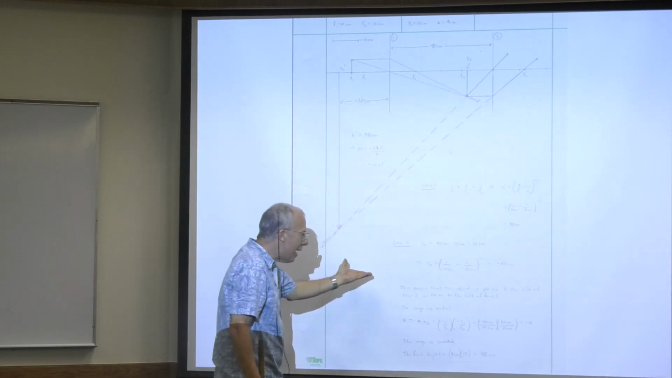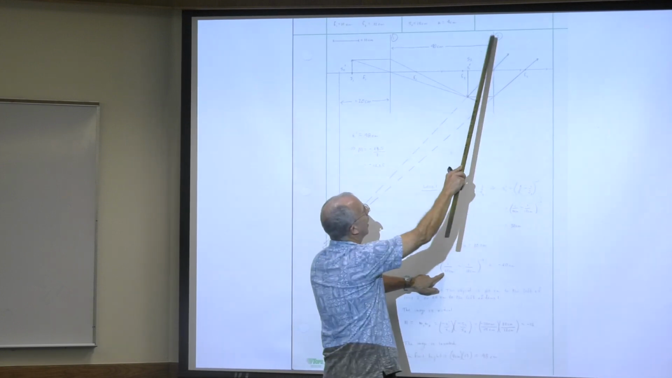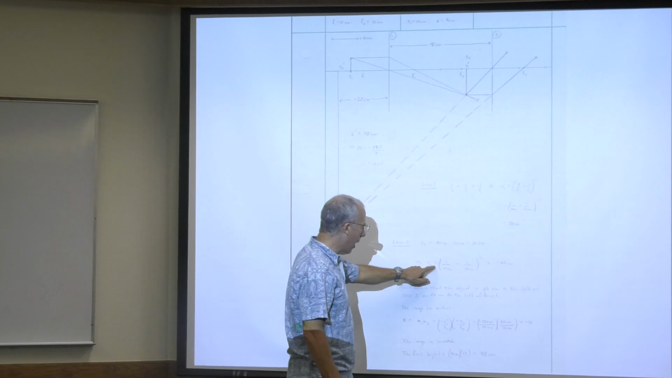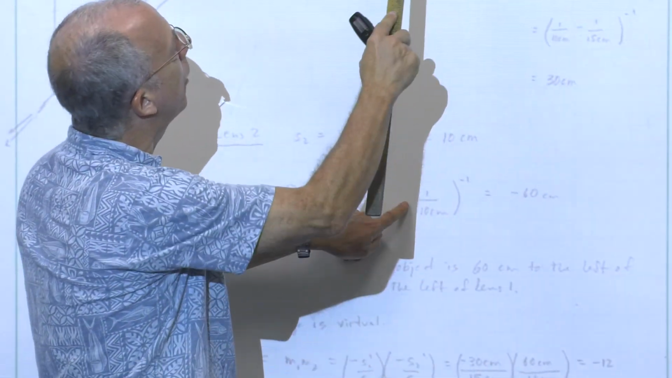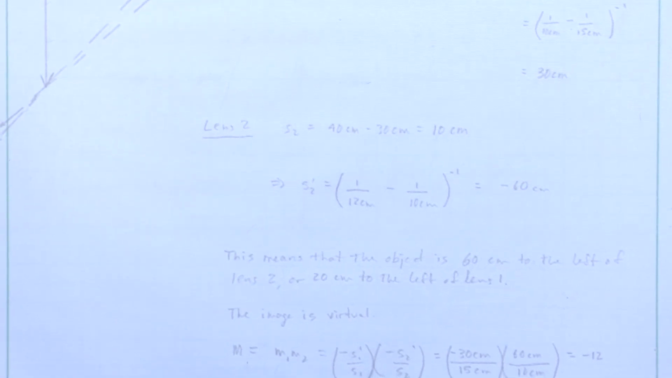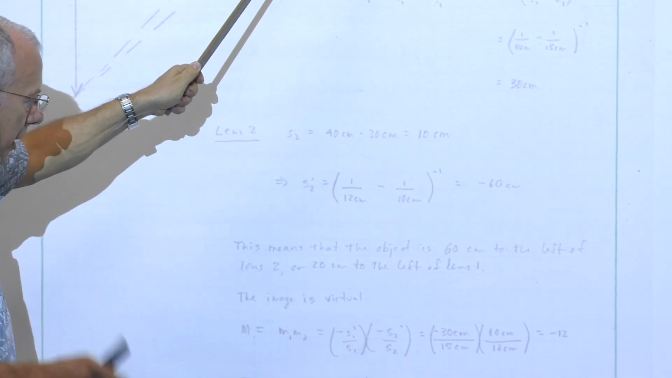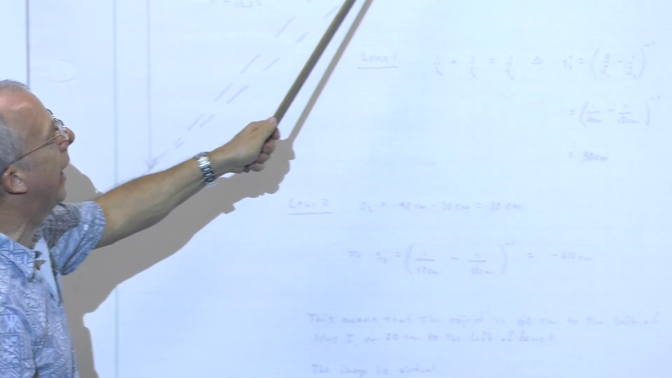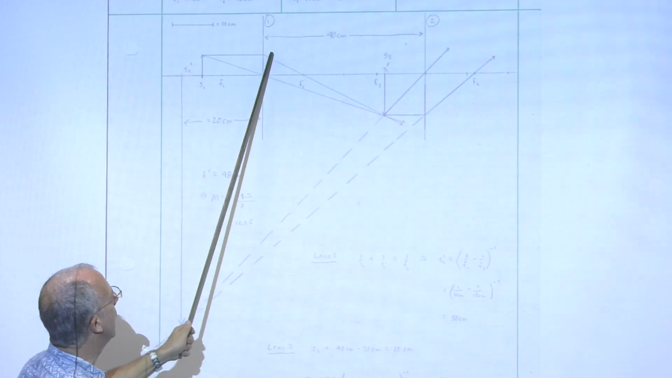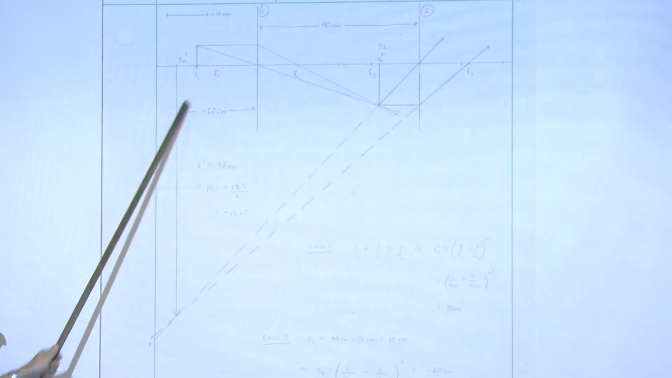And then you just do the same old thing, right? So S2 prime, now that we're working on lens 2, is 1 over the focal... I don't know where that's written, oh yeah, right there: 1 over 12 minus 1 over 10. You get minus 60. So that means that the object for this lens is 60 centimeters to the left of this lens. But remember, this is 40, so it's really 20 centimeters to the left of this lens.